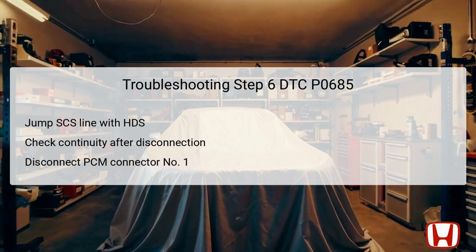The final troubleshooting step involves checking continuity while taking additional precautions. First, jump the SCS line using the HDS and wait for over a minute. Following that, disconnect the PCM connector number 1, which houses 96 pins to facilitate the test. With the vehicle still in the off or lock mode, and both the relay circuit board and AF sensor 6P connector disconnected, check for continuity between test points 1 and 2.